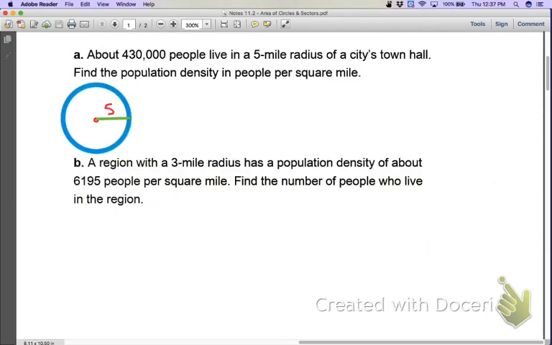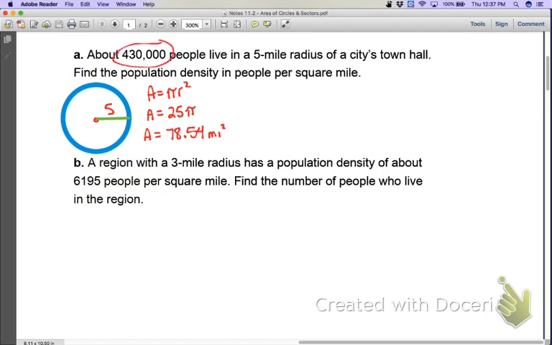Five-mile radius. I need to find the area, or the actual area that I have of that circle. So if the area of my circle is pi r squared, my area is 25 pi. So of that circle, if it's a 5-mile radius, 25 pi, let's call it 78.54 square miles.